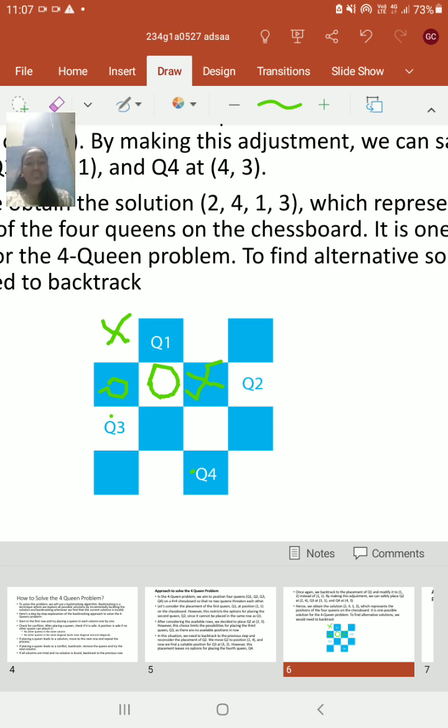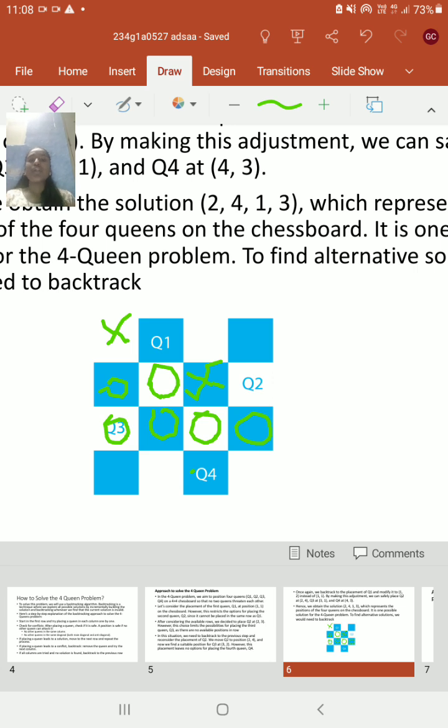Is there a chance to place q3 here? No, there is no chance to place q3 here, or in the other columns. In the first case we said, if we won't get any solution, then what do we have to do? Now we have to backtrack because we are not getting any solution to place q3 on the chessboard.